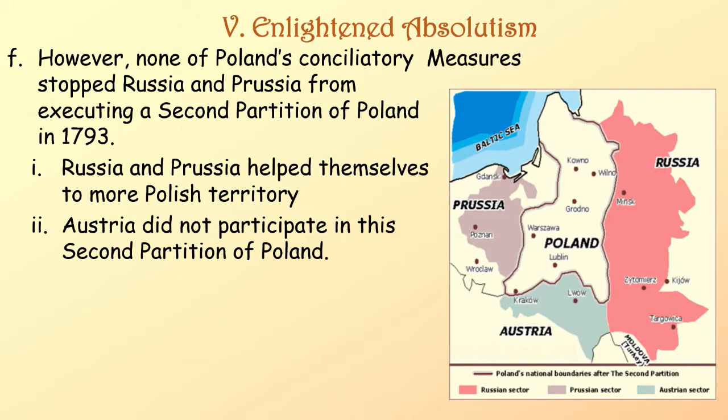However, none of Poland's conciliatory measures stopped Russia and Prussia from executing this second partition of Poland in 1793. Russia and Prussia helped themselves to more Polish territory. However, Austria did not participate in this second partition of Poland, and so you can see the results of it here on this map.